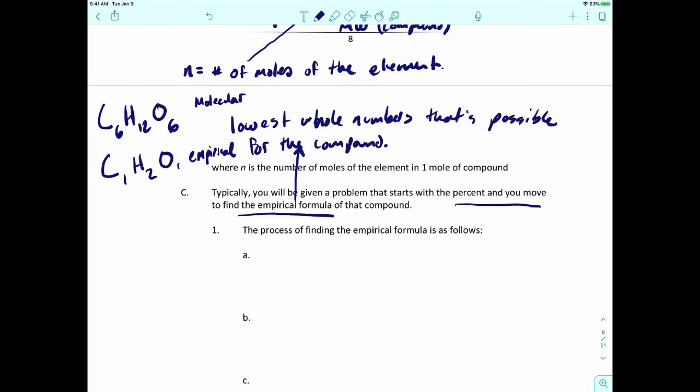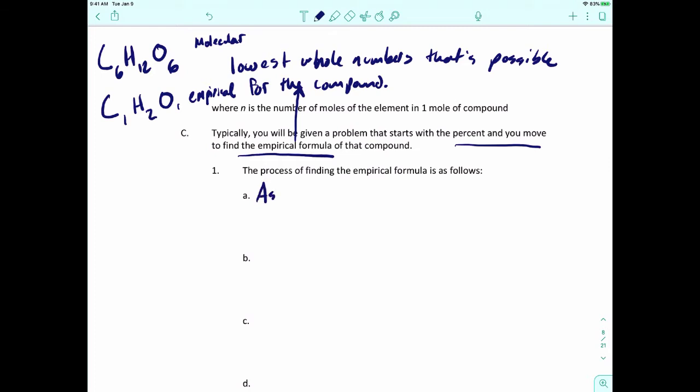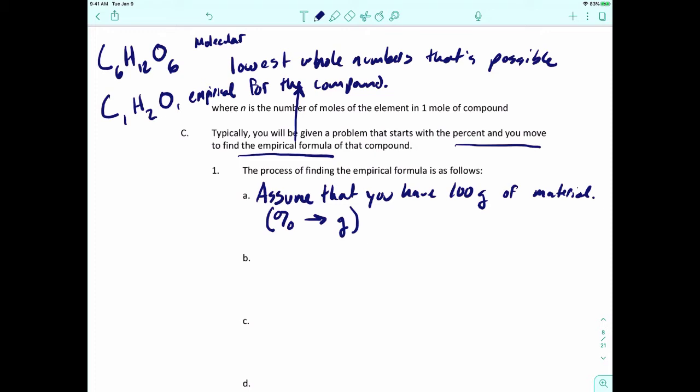All right. So we can find an empirical formula by using this process that we're going to talk about. It's a 5-step process. So here it is. The first step is that we assume that you have 100 grams of material. The reason why you want to assume that you have 100 grams of material is that all your percentages are automatically converted to grams. You don't have to do any math.